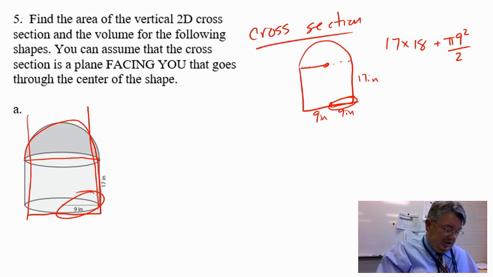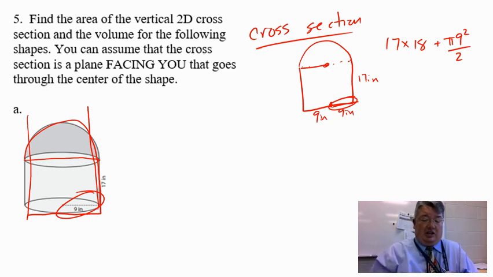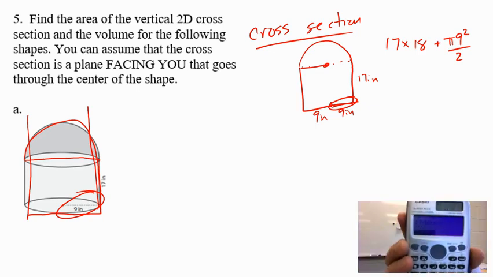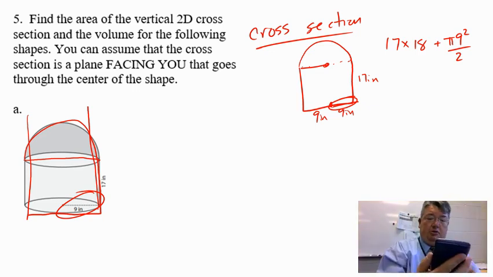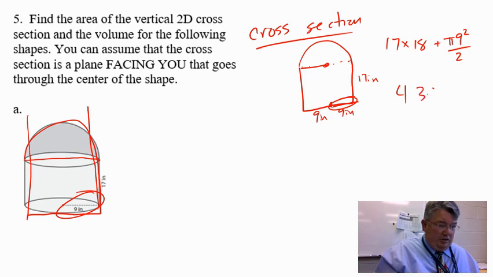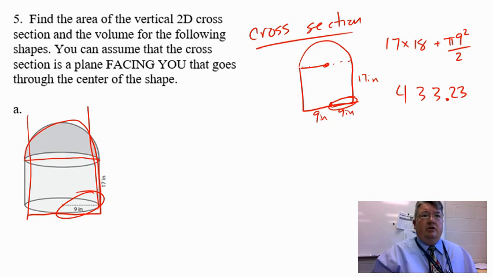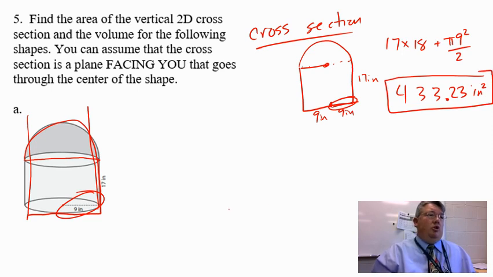So 17 times 18, I'm just going to type that in exactly like it looks. 17 times 18 plus pi times 9 squared, all divided by 2. See, that's what I typed in. That's what I got. I mean, it equals, and I get 433.23, and this is going to be in square inches. And there I go. Cool.